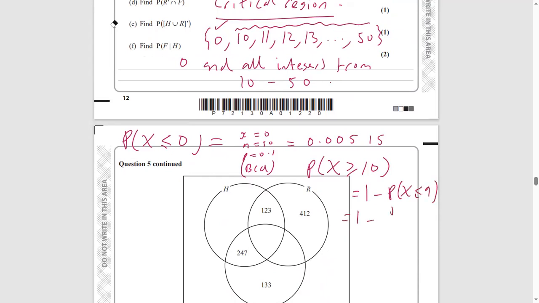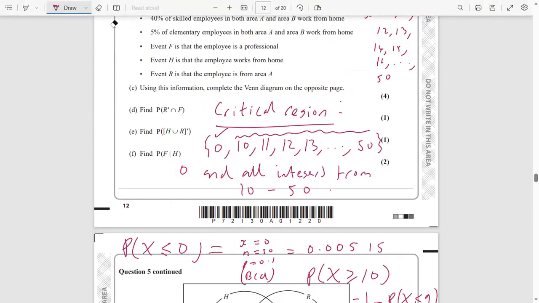So 1 minus, and then again, binomial CD function on the calculator, x equals 9, n equals 50, p equals 0.1. We get 0.9755. So 1 minus that answer, we get 0.0245, which is obviously less than 2.5% as we hoped for. So we know for a fact that the critical region is definitely 0, 10, 11, 12, 13, all the way up to 50.